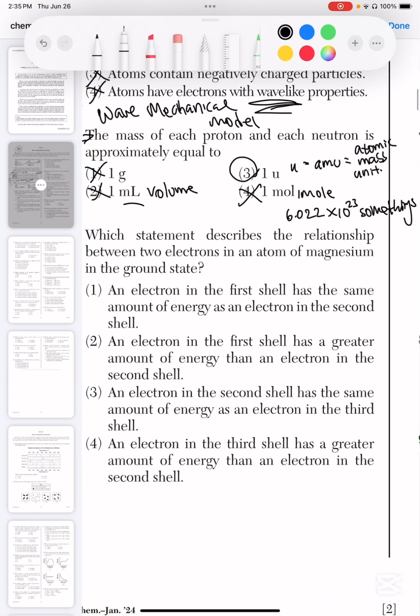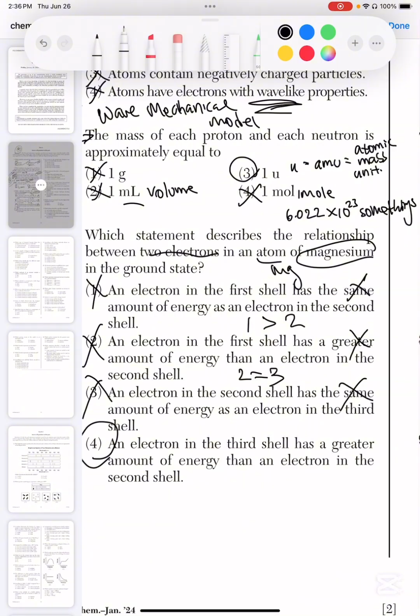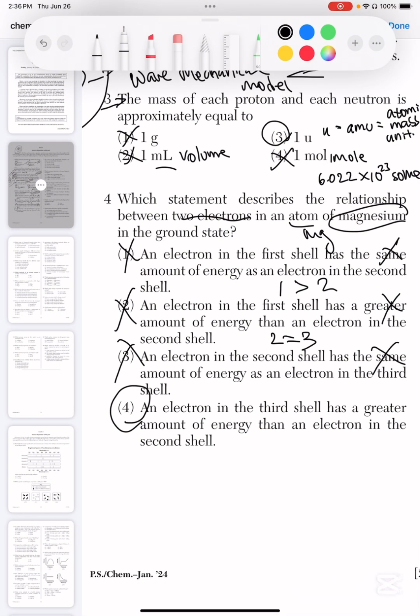Then, which statement describes the relationship between 2 electrons in an atom of magnesium in the ground state? Electron in the first shell has the same amount of energy. That's not true. Has greater energy. That's not true. Second shell. That's not true. So that leaves only this one.